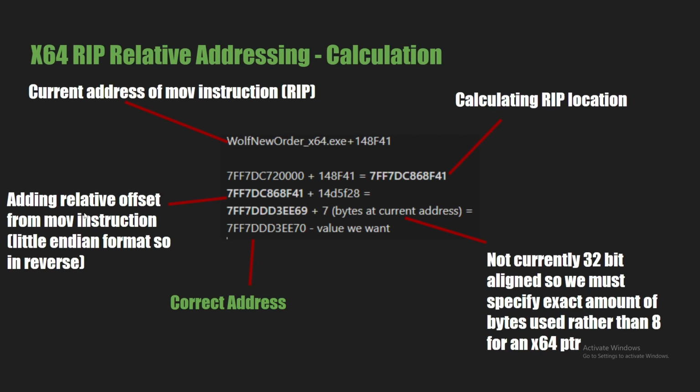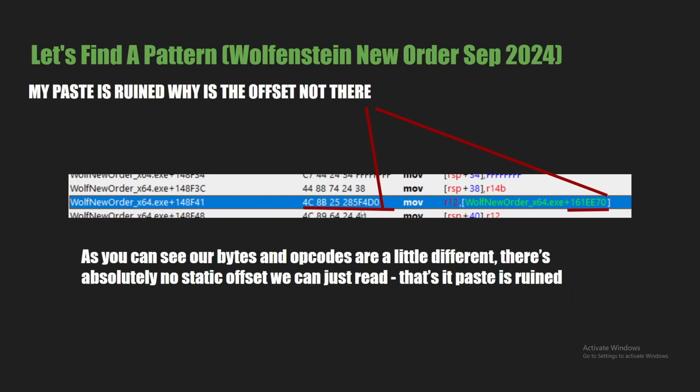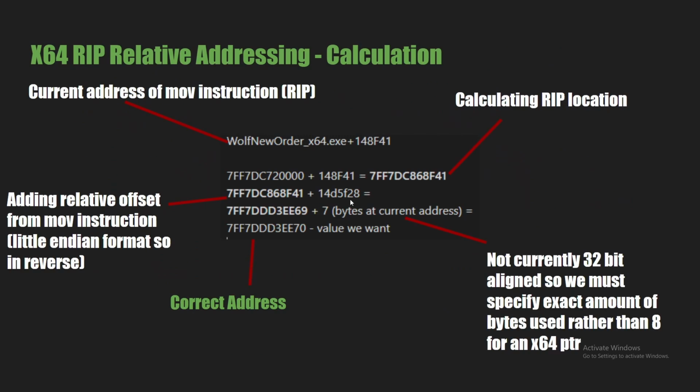And then we're adding the relative offset from the move instruction, and it's in little endian format, so it's in reverse, going to look a little bit different to the bytes there. Little endian there, and this is obviously how we've displayed it to ourselves here. It's not 32, well, this doesn't really matter in this case, but this is the size of the instruction, so just ignore that.